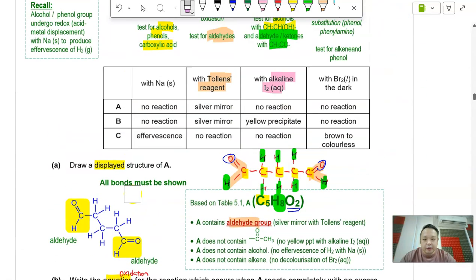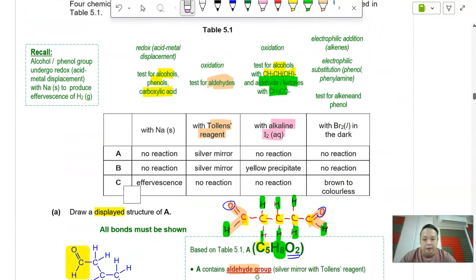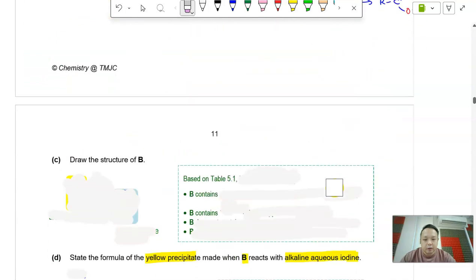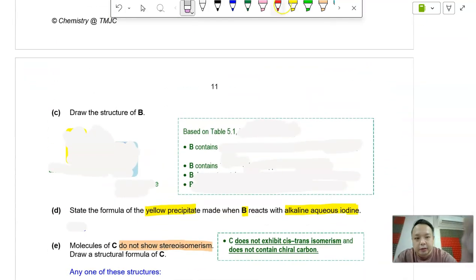So let's take a look at the information for B then. For B, there's no reaction with sodium. Again, with silver mirror, which indicates that it must be an aldehyde. Now we have a yellow precipitate for alkaline iodine, but there's no alkene again. Alright, so we can write down quickly what B contains. B contains aldehyde.